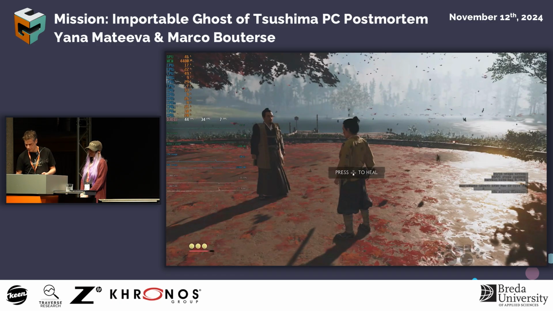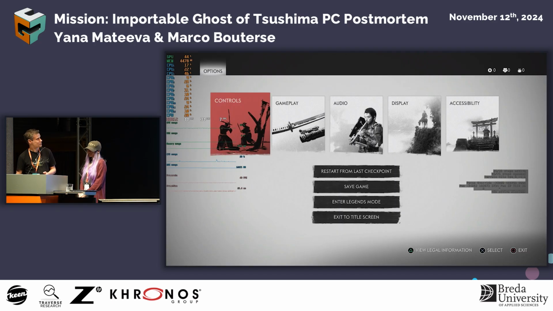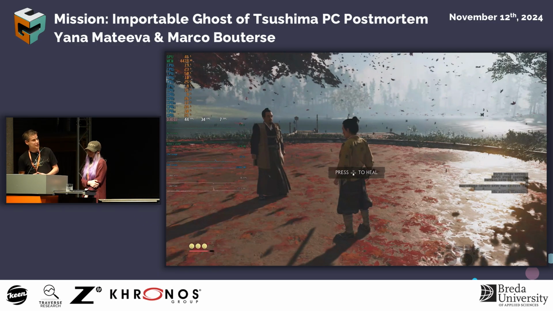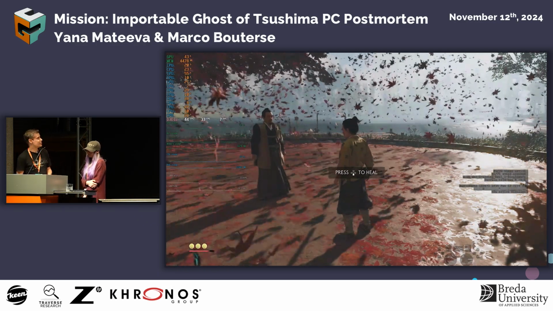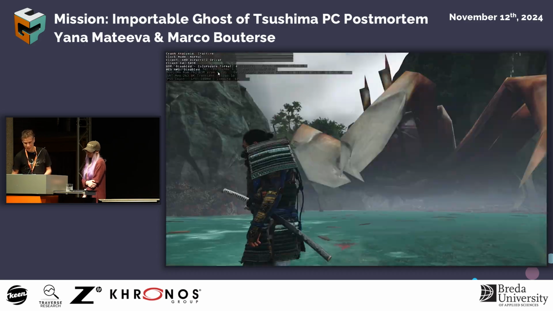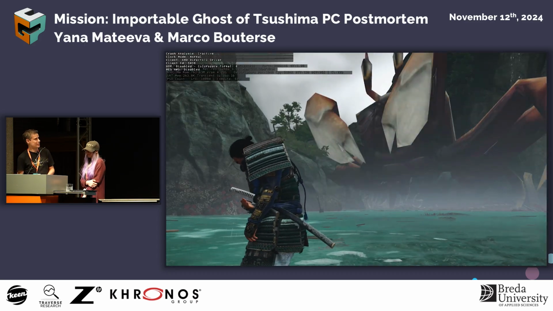On PC, we can directly use the resource descriptor heap for this. And that saves us setting up the array, but we have to be very careful because if we pass wrong data into this, we cause GPU hangs, which we did at some points in the project. And with all this in place, we finally have some particles, sometimes even a little bit too many. And we had some pretty big bugs as well.